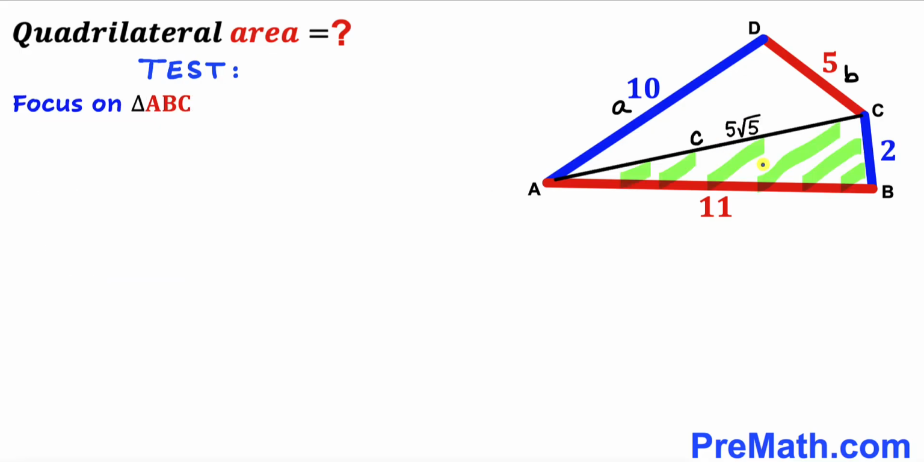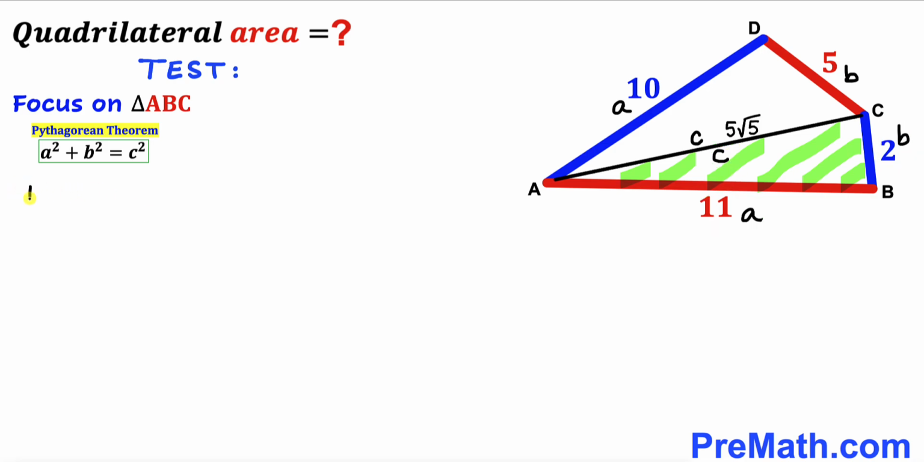Now we are going to focus on the other triangle ABC as well. Let's recall the Pythagorean theorem once again: a squared plus b squared equals c squared. In this triangle ABC, I'm going to label this side lowercase a, this side lowercase b, and this side lowercase c. Then our a value is 11, our b value is 2, and we are going to calculate the value of c once again.